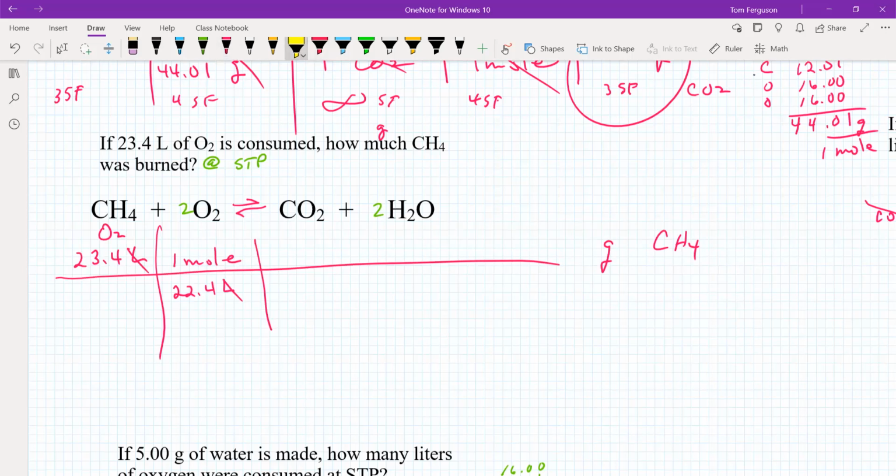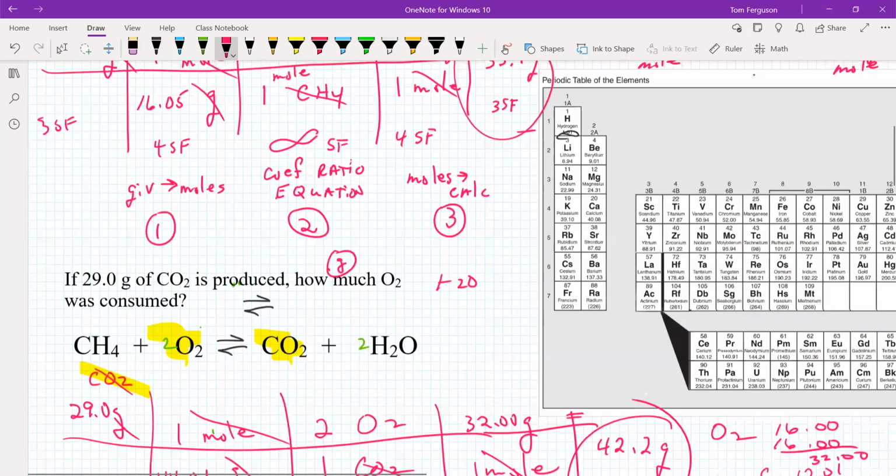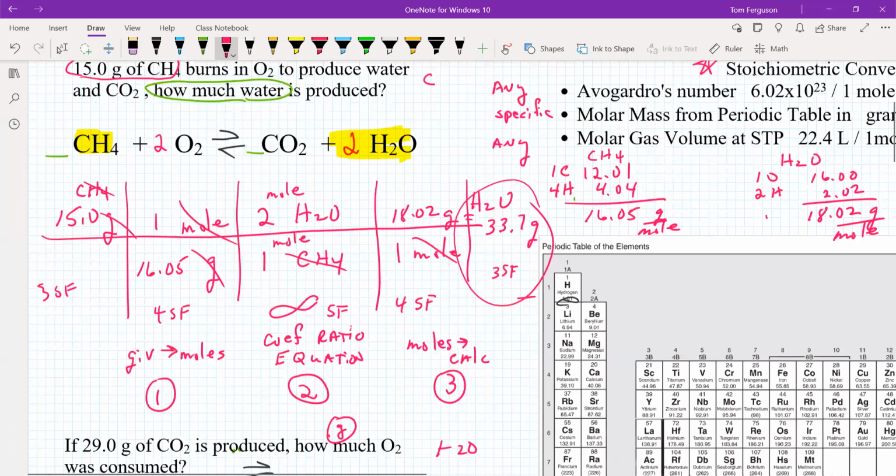So we're looking at oxygen and methane. So the ratio is 2 to 1. 1 mole of methane requires 2 moles of oxygen to be consumed. So O2's got to be in the bottom, so it cancels. And the molar mass for CH4 is 16.05.